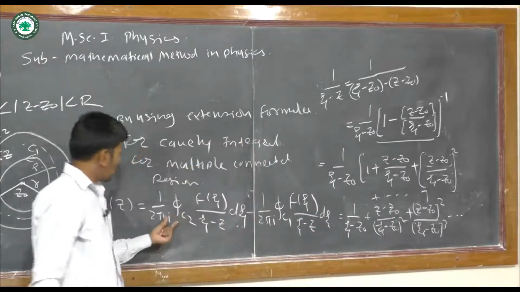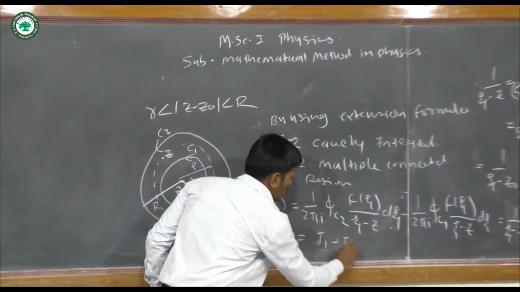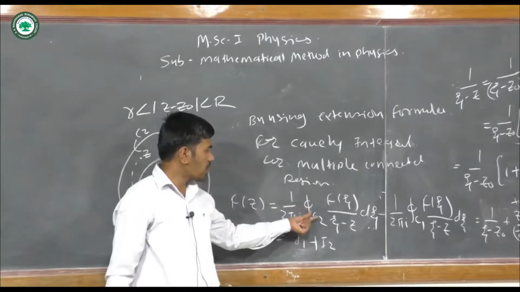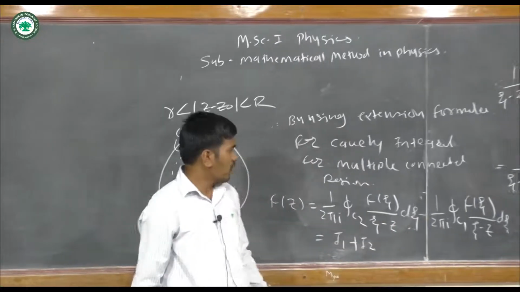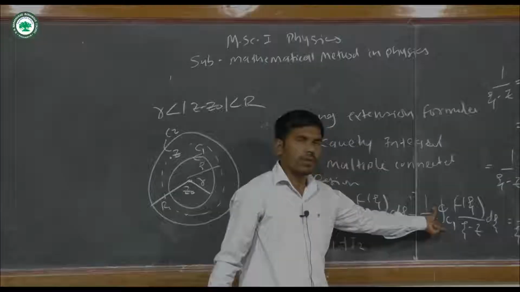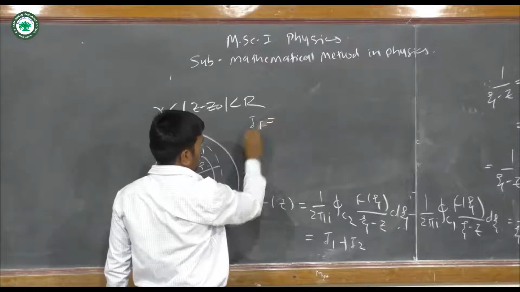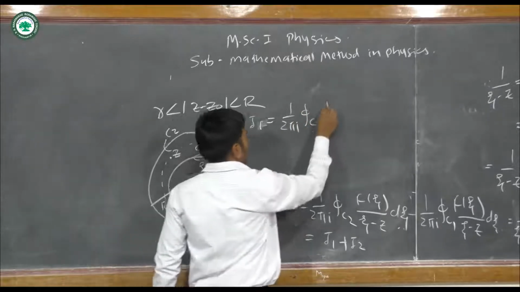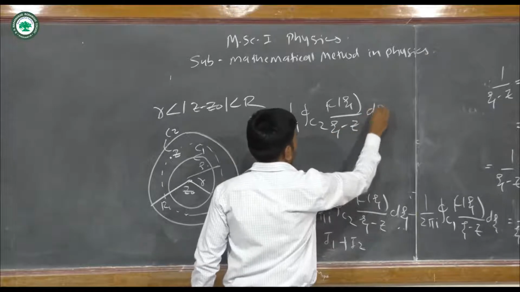So if I put these here, this is I1 plus I2. This I1 now becomes 1 by 2 pi i closed integral over C2 of f of psi divided by psi minus z d psi, and I2 is equal to the other integral. So I1 is equal to 1 by 2 pi i closed integral over C2 of f of psi divided by psi minus z, and this.